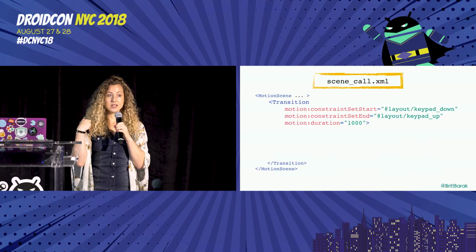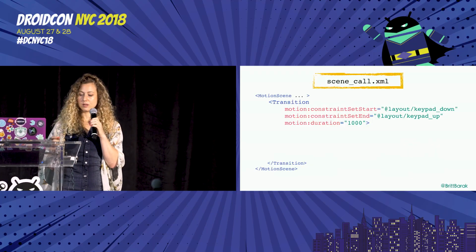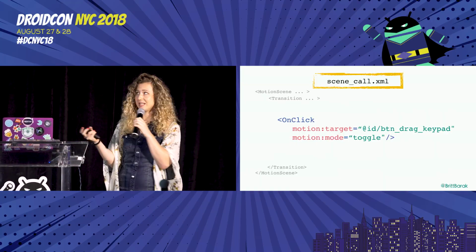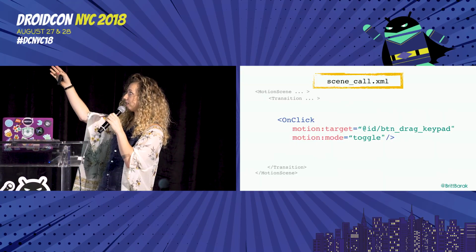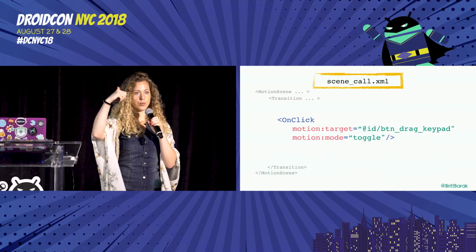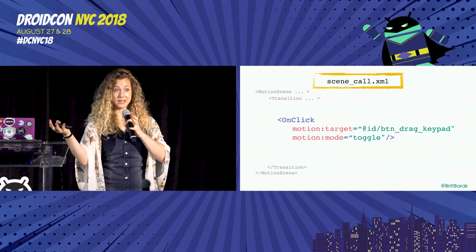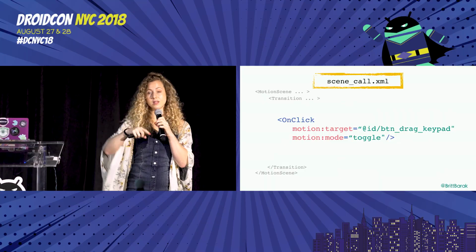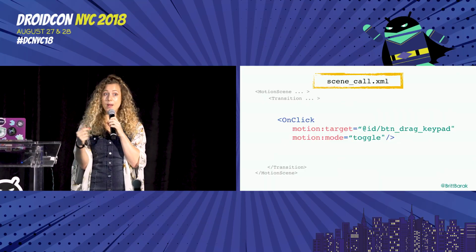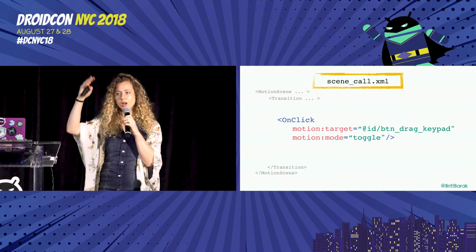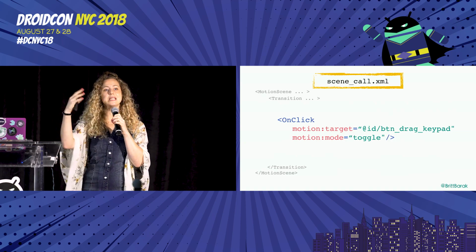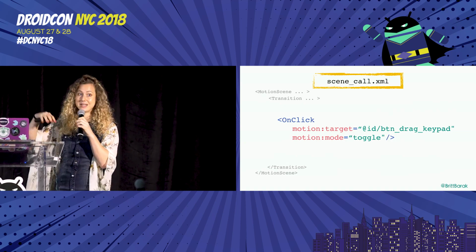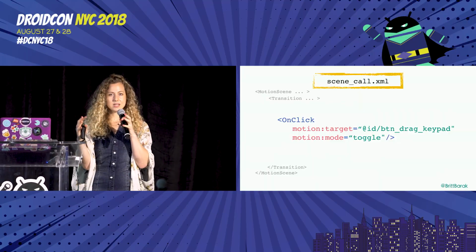Currently, there are 2 ways, or 2 triggers, that we can use. One is an on-click, which basically says, if the view with this ID, the button that I defined on my original red layout, the button that drags the keypad, was clicked, just toggle between the scenes. I mean, toggle between the scene start and the scene end, between the keypad down and the keypad up. This is what it does.